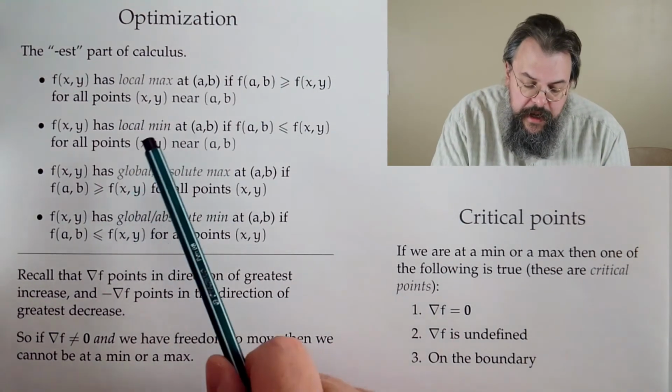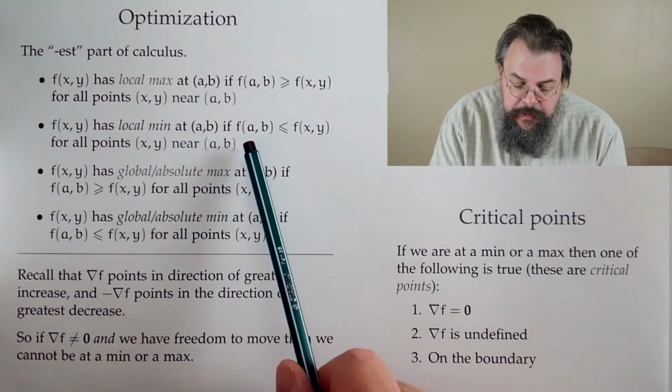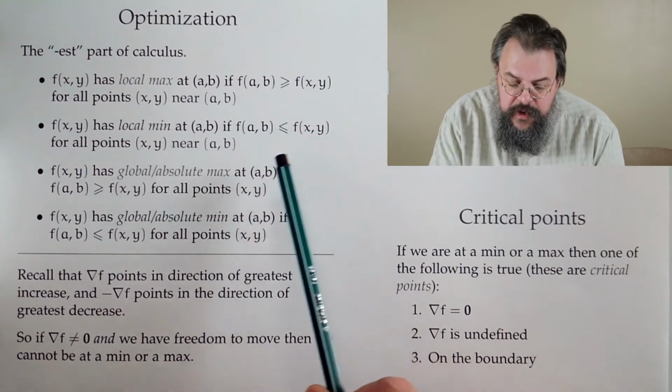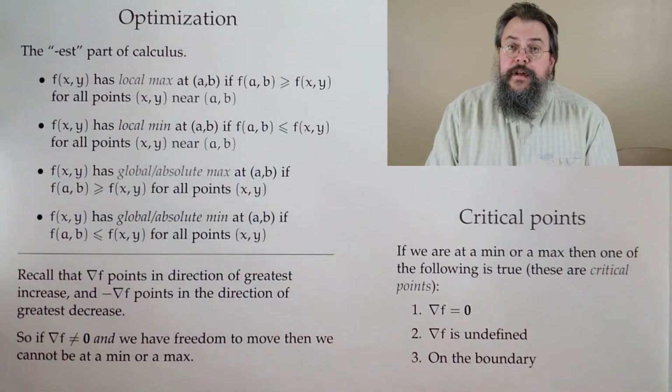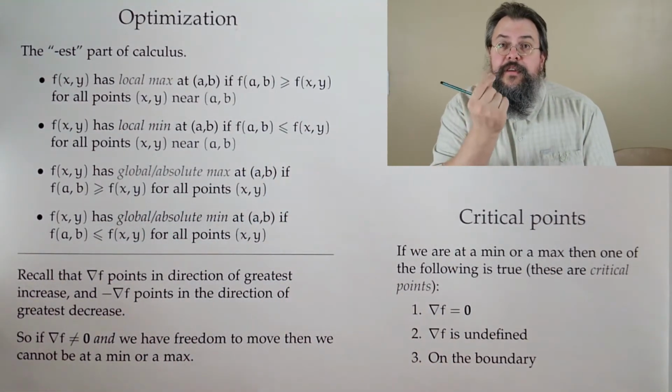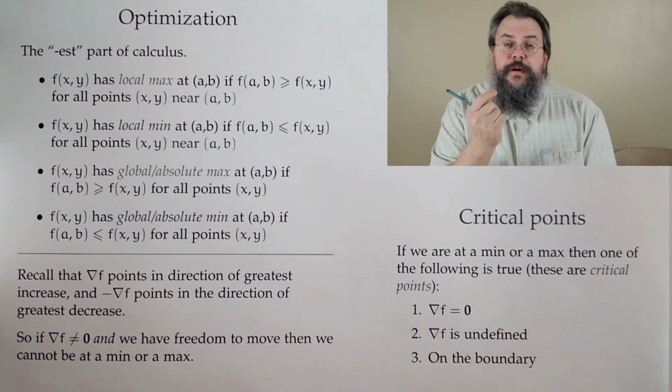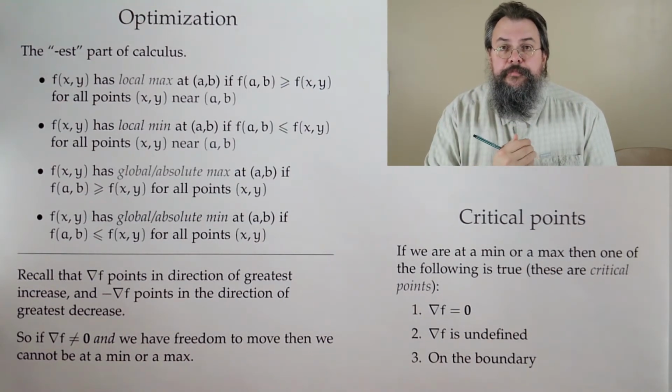Local min at a point means what? The function at that point is less than or equal to the functions that are near that point. Okay. So, in other words, it's the smallest one in terms of the output among the points nearby.